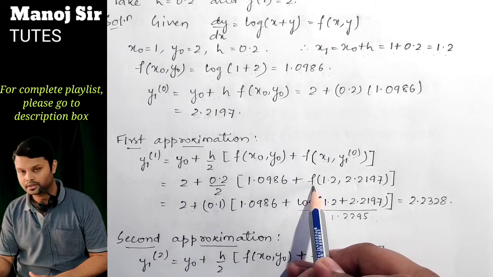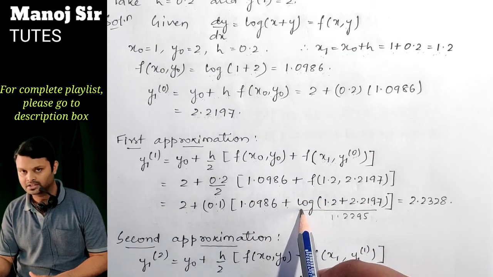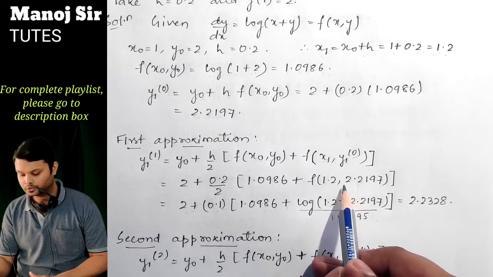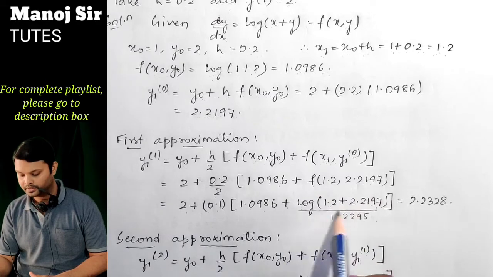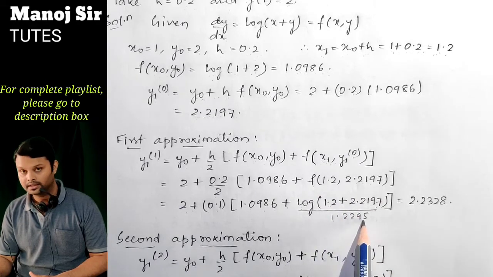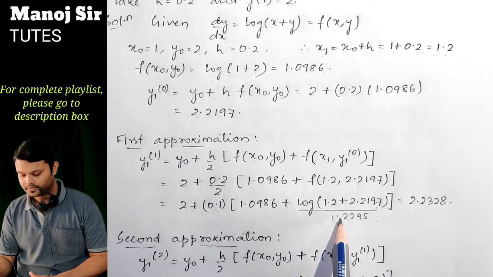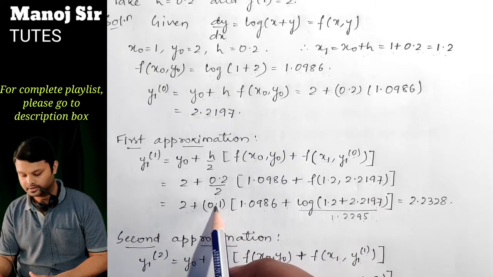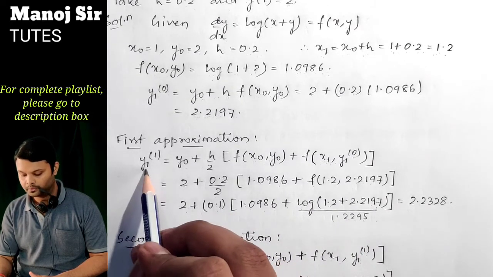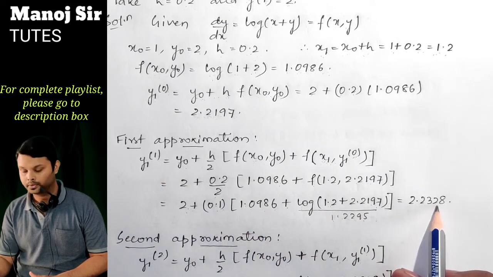What is the function? That is log of x plus y. So log of x, that is 1.2, plus y, that is 2.2197. If you want to calculate this separately, you will get this value as 1.2295. Then simply add this with this, then multiply with this, then add with this. You will get y11 equals to 2.2328.